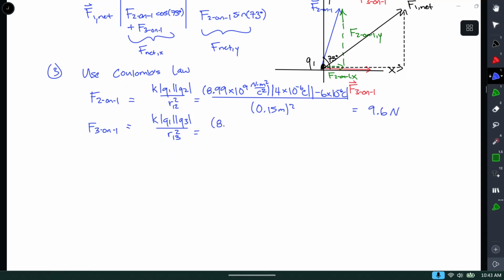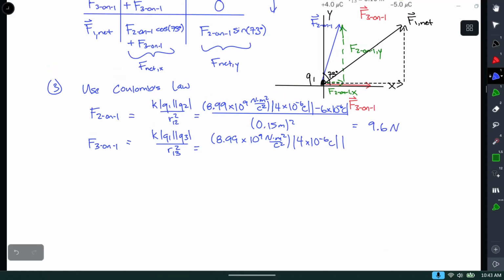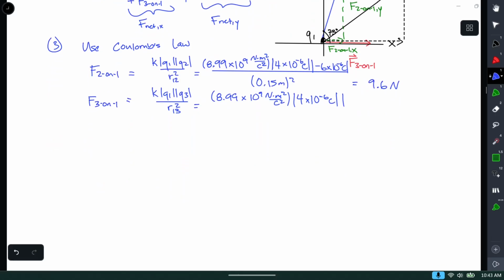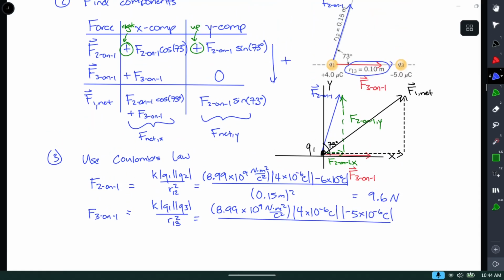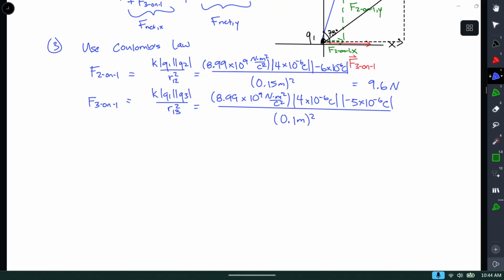So if you don't want to rewrite all this stuff, because most of it is similar to what we just wrote, you don't have to. But it's K. Q1 is the same as before, 4 microcoulombs, and then Q3 is -5, but again, the negative is not critical because we're taking an absolute value. If you want, you can just throw it out completely. Sometimes that leads to less confusion of whether you should keep a negative or not if you just throw them all out at the beginning. But then the distance between charge 1 and charge 3 is 0.1 meters. We square that, and I do get something like 18 newtons.